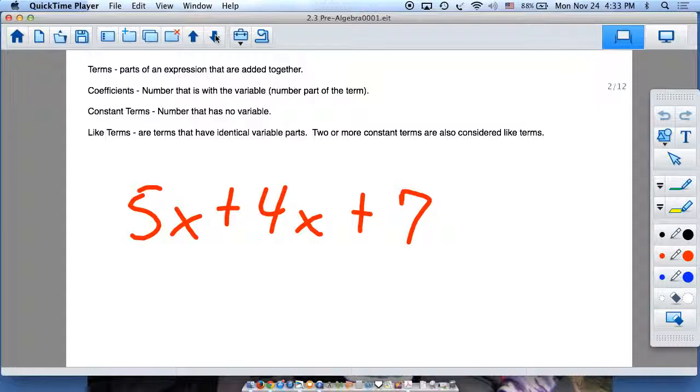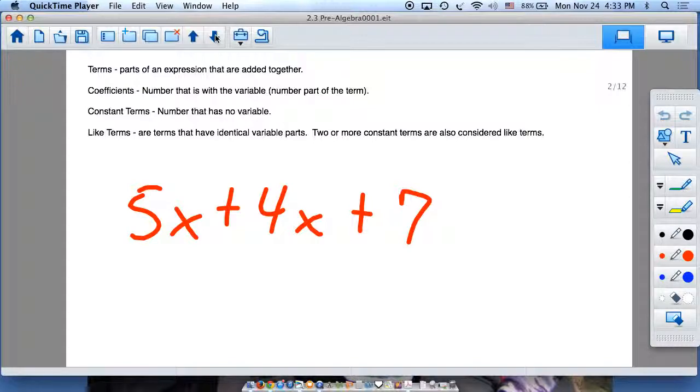Next thing we're going to look at are the coefficients. Coefficients are the number that is with the variable, the number part of the term. So in this example, we have two coefficients, 5, which is attached to the x, and also 4, which is attached to the x. Constant terms are the next thing we will discuss, which is the number that has no variable. So in this example, we have one constant term, which is 7.